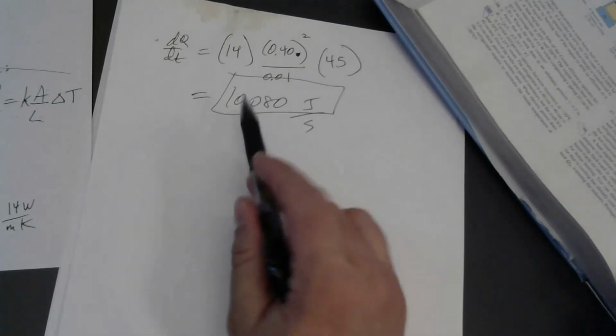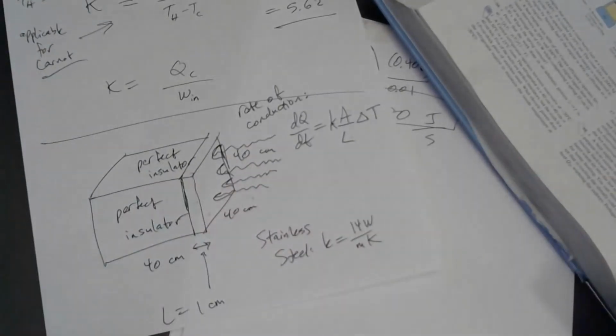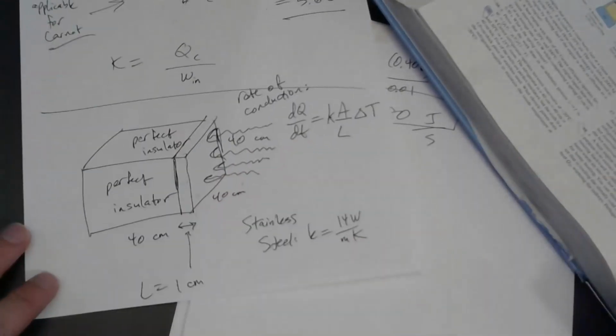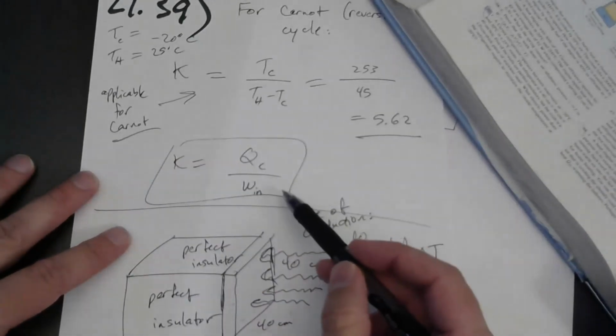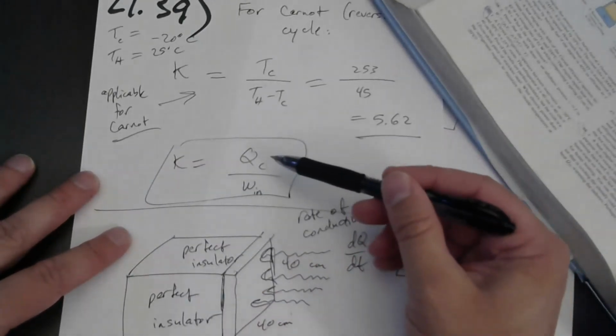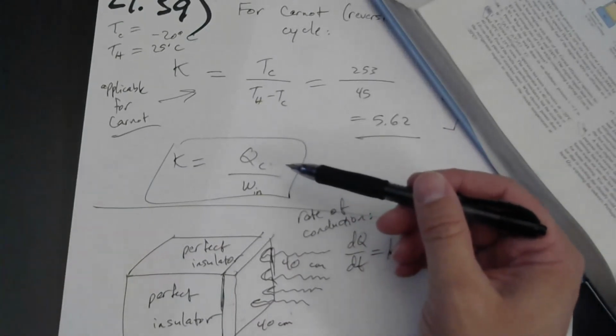Every second, that's the amount of heat that flows through the stainless steel door. And we need to scoop that back out in order to maintain that low temperature reservoir at negative 20 degrees Celsius. So we go back up to here now, and we've now determined QC. Let me pause and go back to the graphic.